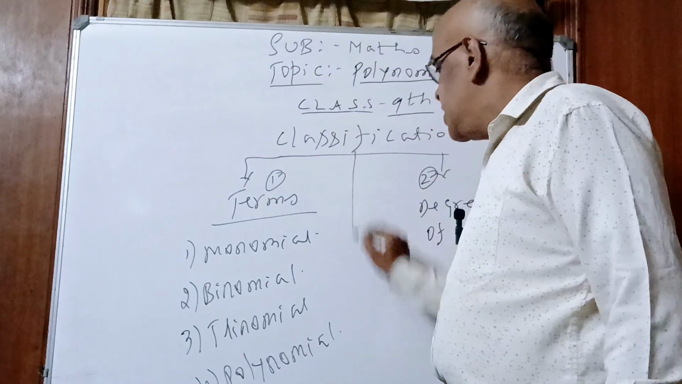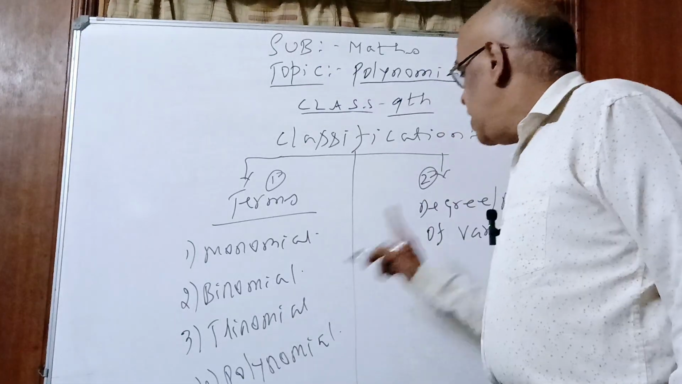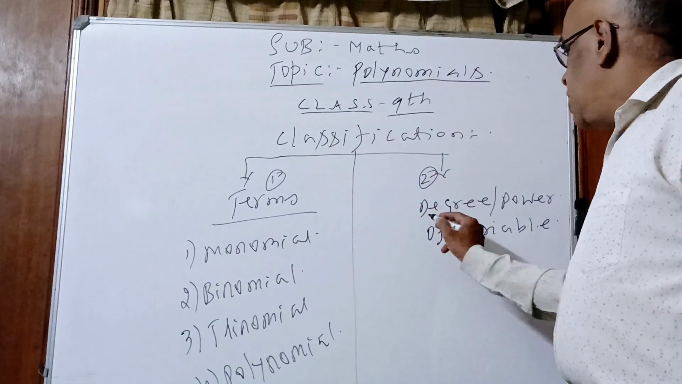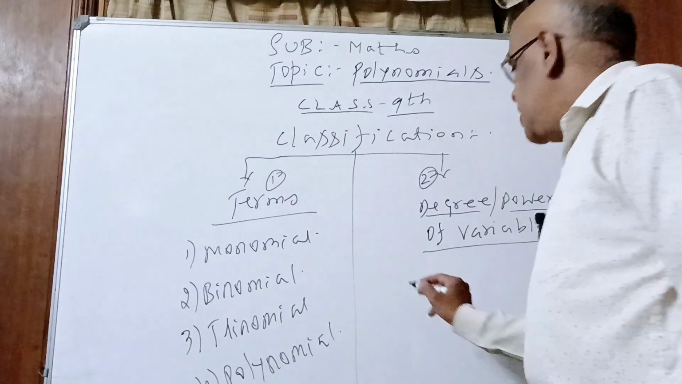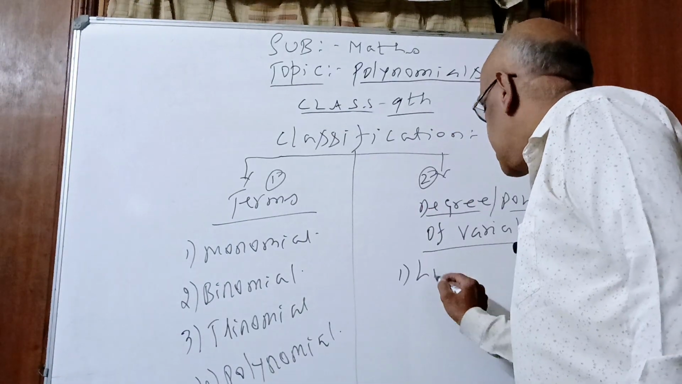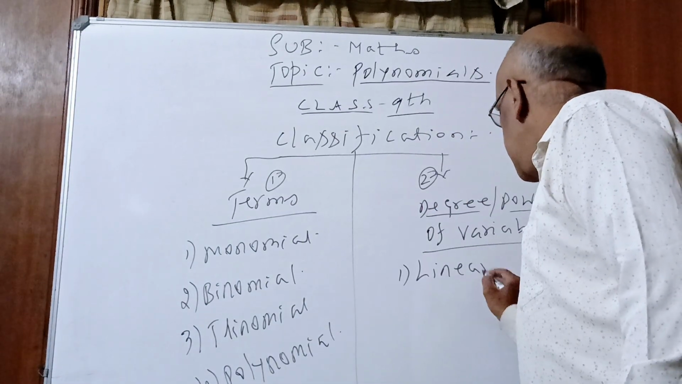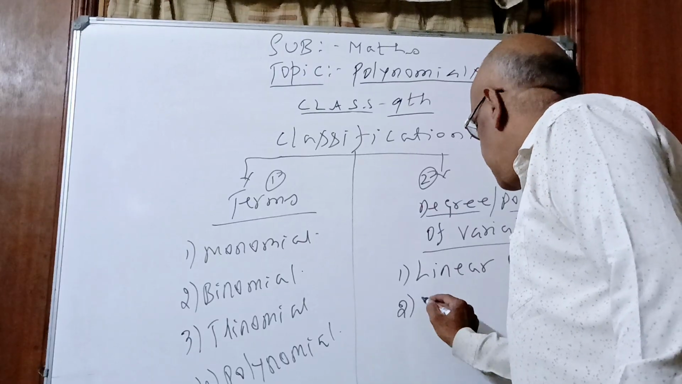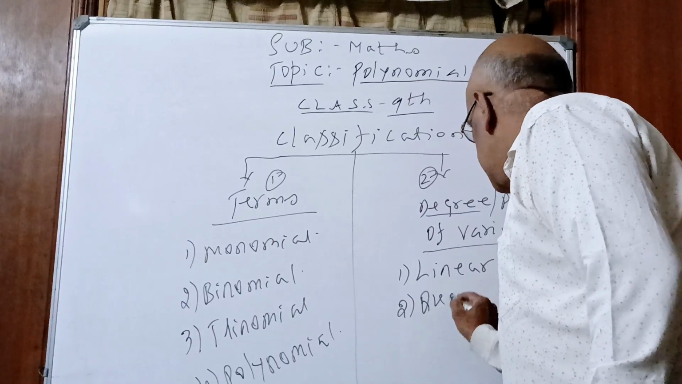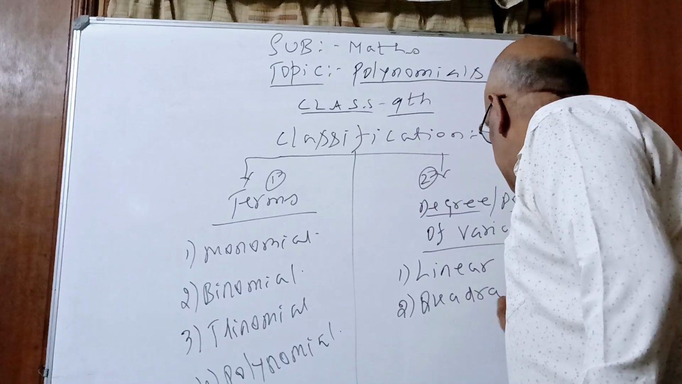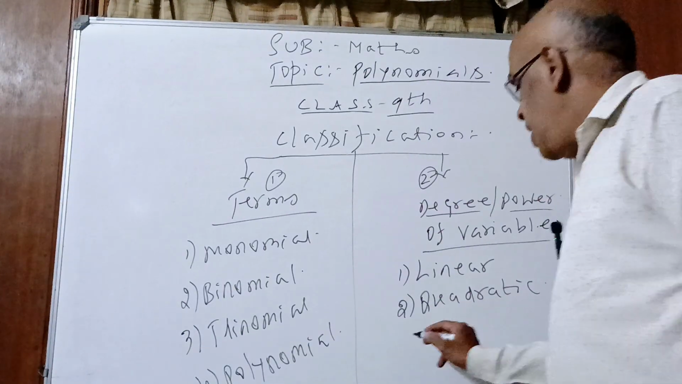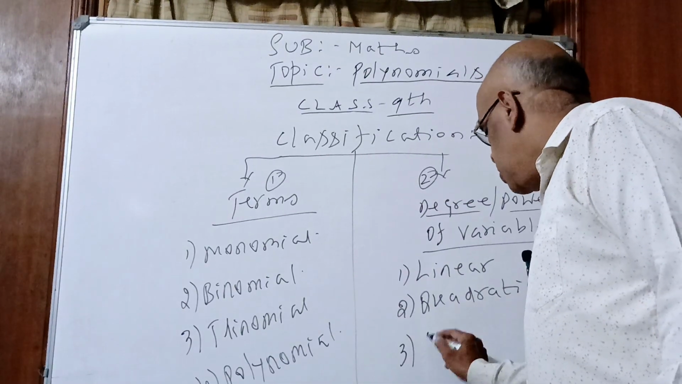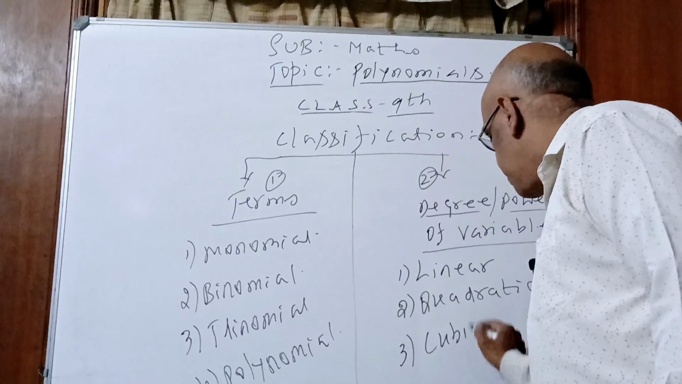Again, we will discuss this in detail. Now, children, based on degree or power of the variable, they are classified into three types. What is that? Linear polynomial. Second one, quadratic. See, children, next in 10th standard, we will study quadratic equation. Quadratic polynomial. Third one, cubic polynomial.